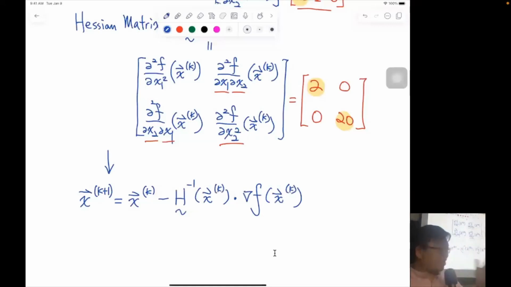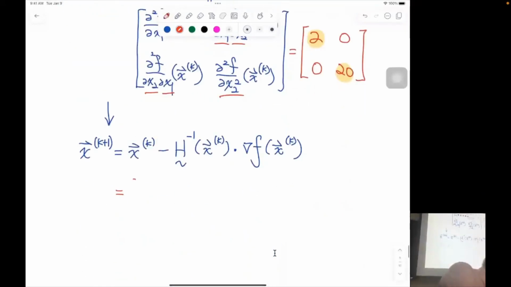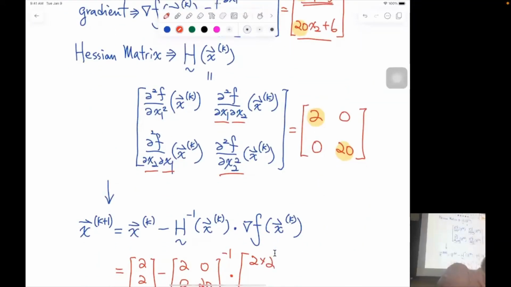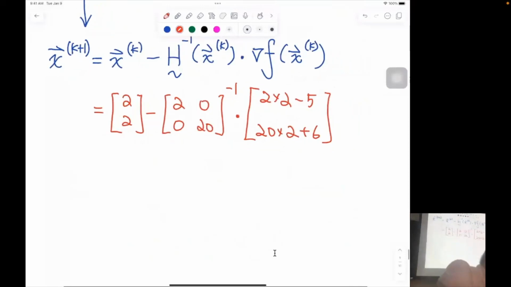Don't be scared by this again. Don't be scared. It's not scary. F of x at this time is 2 and 2, right? The Hessian matrix is 2, 0, 0, 20, and then inverse. Dot product with the gradient, plug in. So 2 times 2, 2 times 2 over 5, 20 times 2 plus 6. It's basically this. And let's solve it.